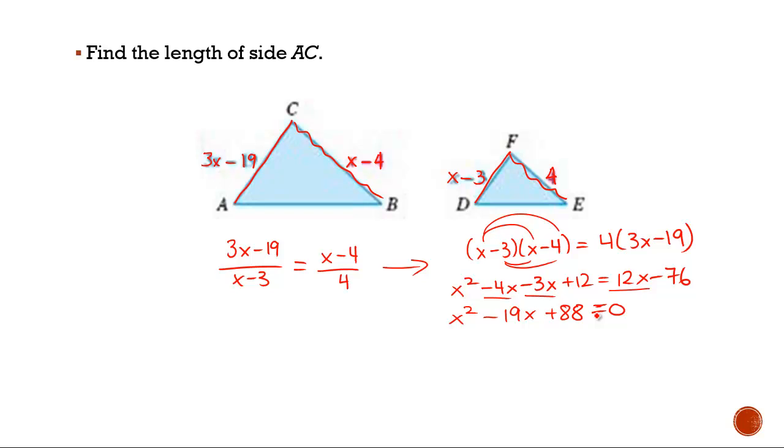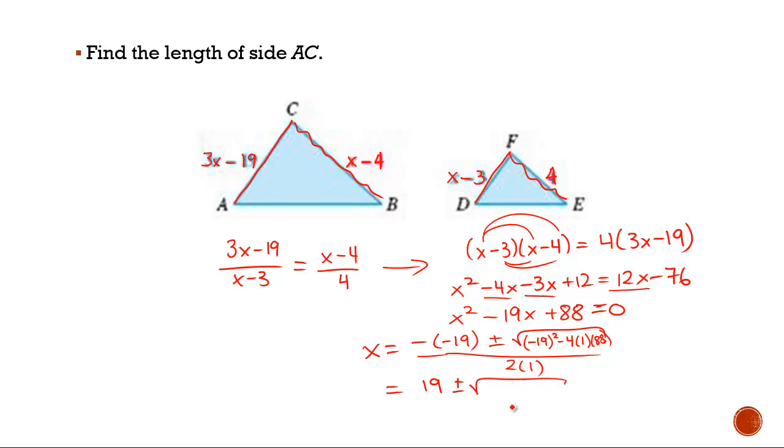So this might not be very easy to factor, however we do have the quadratic formula which allows us to find the answers to x. So that's negative b plus or minus the square root of b squared minus 4ac over 2a. And when you run that through, you have 19 plus or minus, let's see what's under the root here, 19 squared minus 4 times 88 is 9. That's a nice square root, over 2.